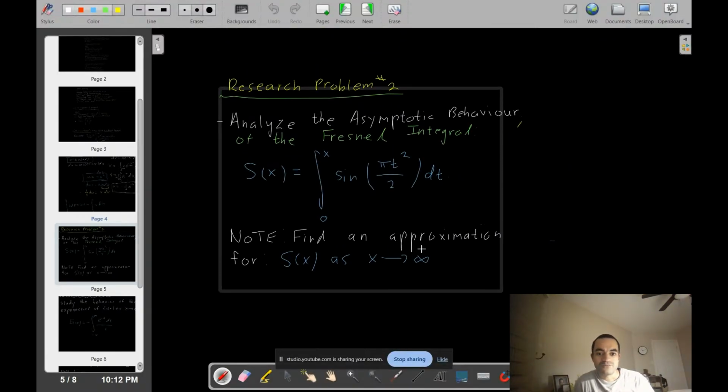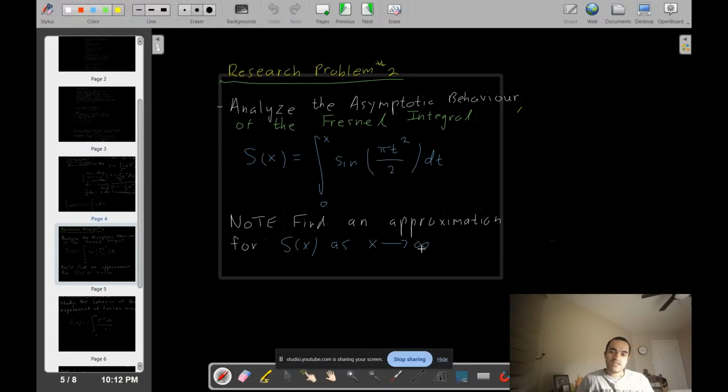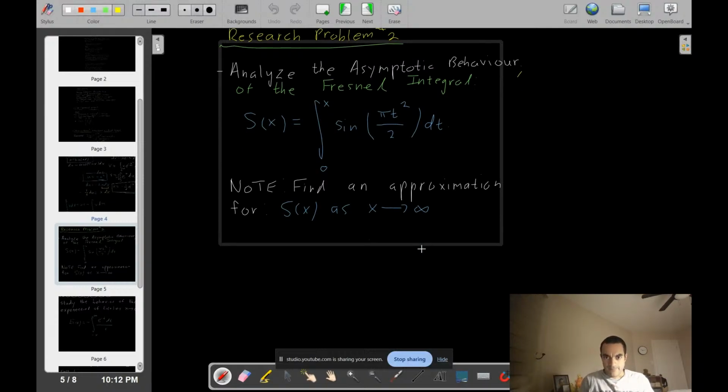Research problem number 2. I have to also change something about this. So this is the sine Fresnel integral. Now, the sine Fresnel integral, I want you to analyze the behavior. I shouldn't really say asymptotic behavior; I should be saying mainly to see how you can solve this integral, just evaluate it as opposed to asymptotic behavior. I have a lesson on asymptotic behavior.